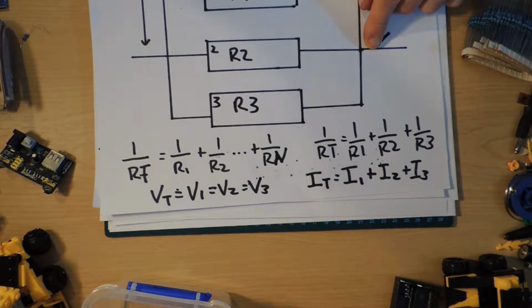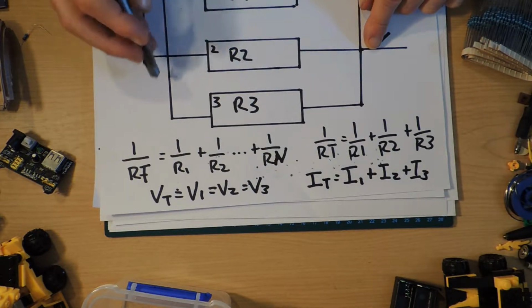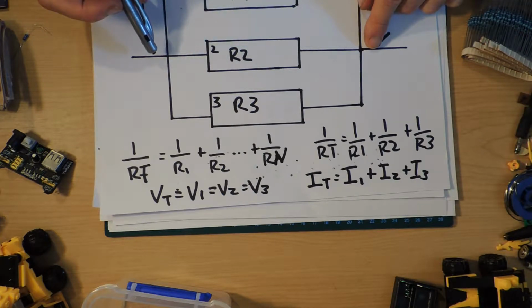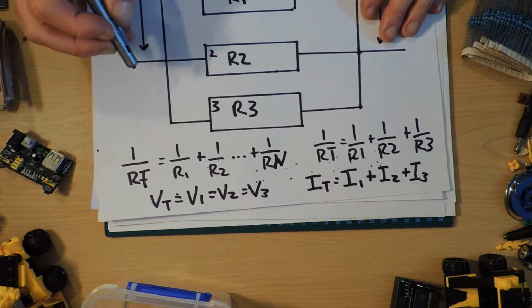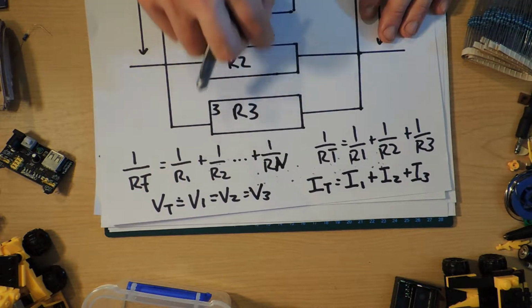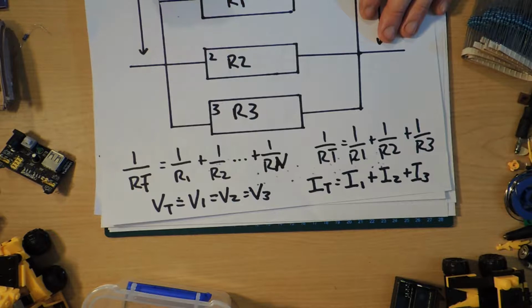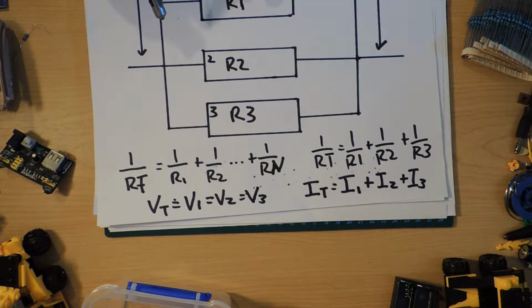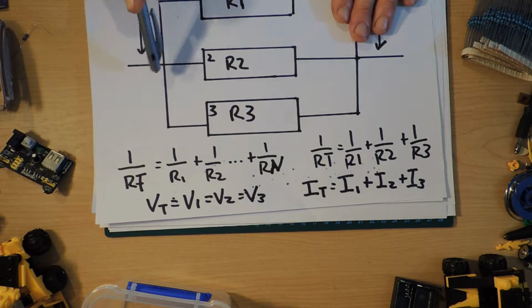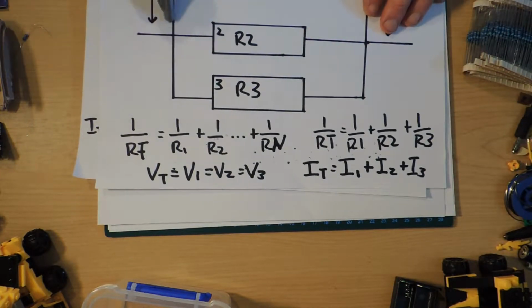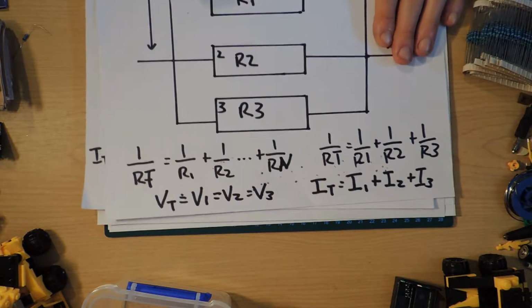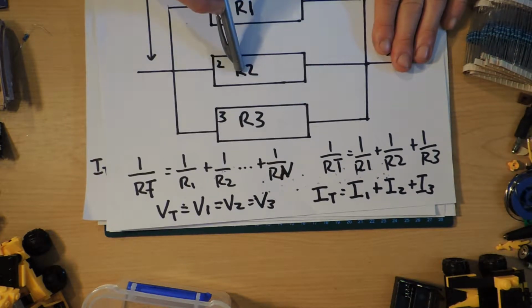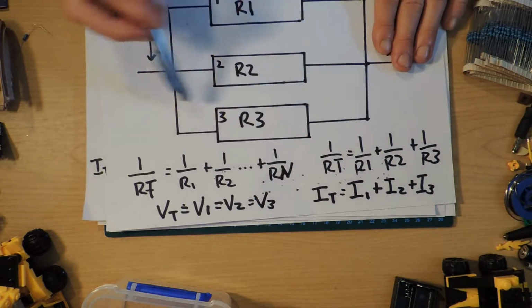I could just say that's just the way it is, but I guess what's the best way of explaining it? We'll just say for now, hopefully I'll come up with a good way of explaining why that is in a second. But what happens is the current splits up in this case. So the total current that goes through these three is the current going through this one, plus the current going through this one, plus the current going through that one, which makes sense.